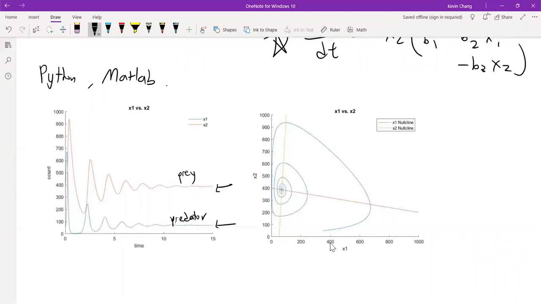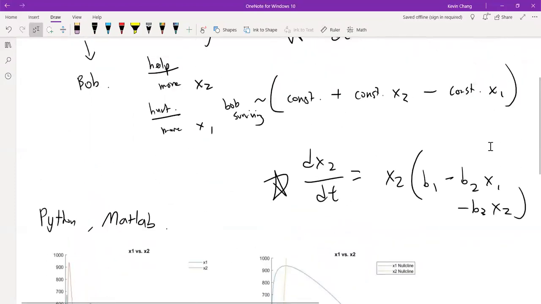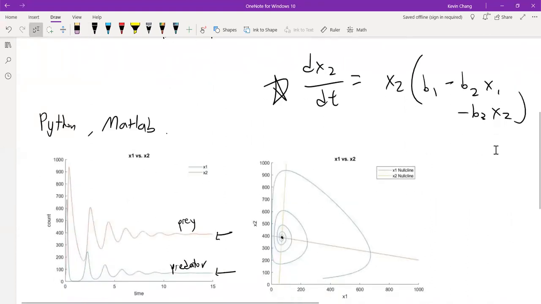And you can see here, I plotted the size of x2 versus x1 actually. And we can see that the curve goes something like this, and then starts tending towards this very common fixed point right here. And you'll notice I wrote this legend right here, Nullcline. What a Nullcline is essentially: we take this expression, and the equation b1 minus b2 x1 minus b2 x2 equals 0 is the Nullcline for x2.